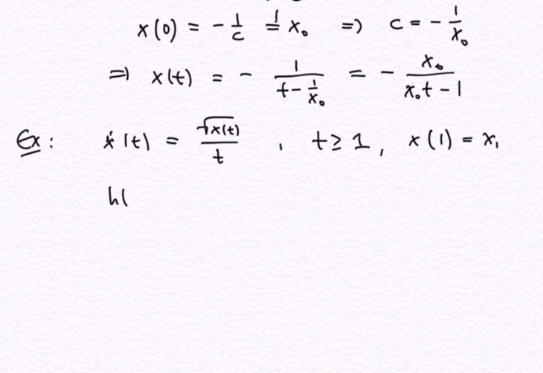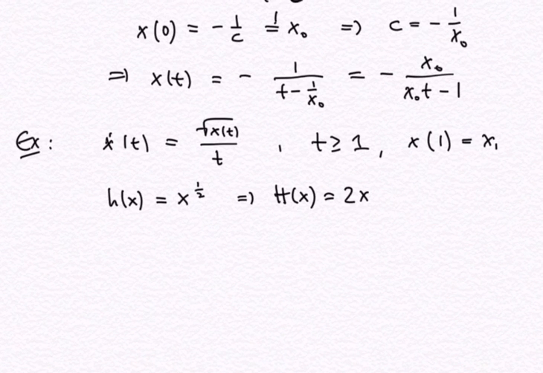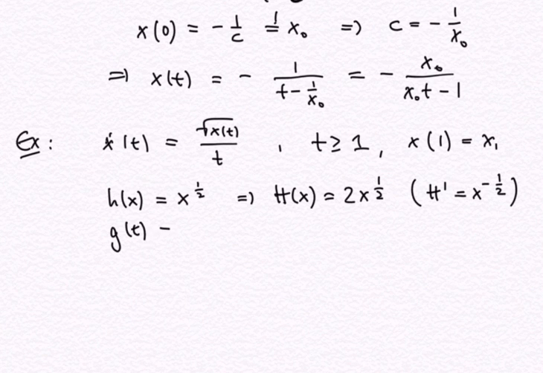Then we can separate: h of x is x to the 1/2, square root of x. So capital H of x, antiderivative of 1 over little h, is 2x to the 1/2, because then H prime is x to the minus 1/2, which would be 1 over little h. g of t in the separable equation is 1 over t. And thus, capital G of t, the antiderivative of little g, is log of t.